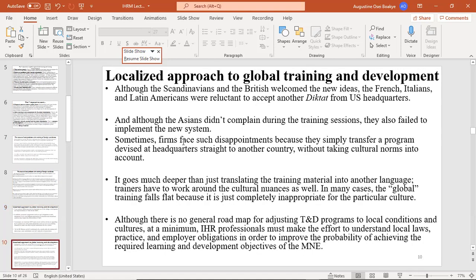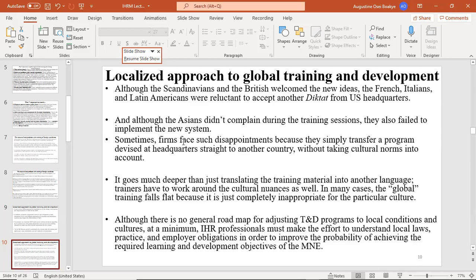And these are some of the findings they identified. Although the Scandinavians, so when we talk about Scandinavians, we are referring to Norway, Sweden, Denmark, Finland, and so forth, and the British welcomed the new ideas, the French, Italians, and Latin Americans were reluctant to accept another diktat from the US headquarters. So they saw it as a form of dictatorship. Something was being imposed on them. And that was why they felt the need to resist or to comply.